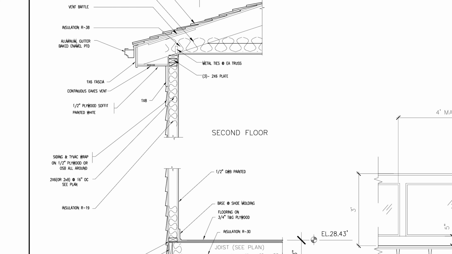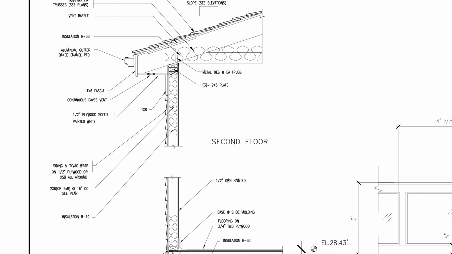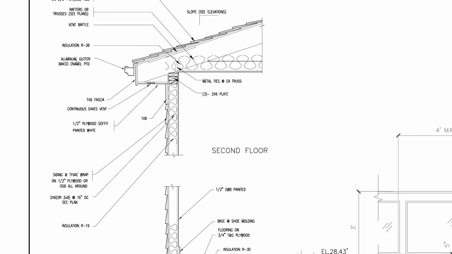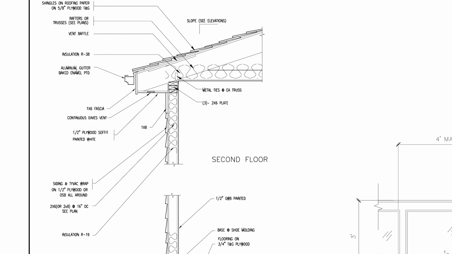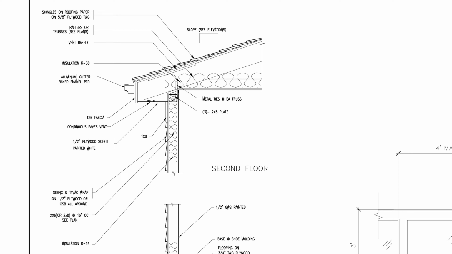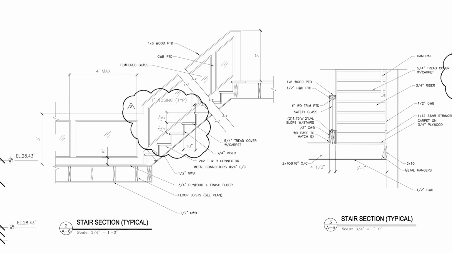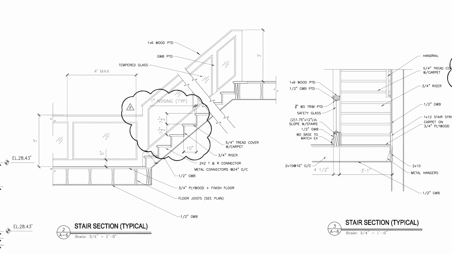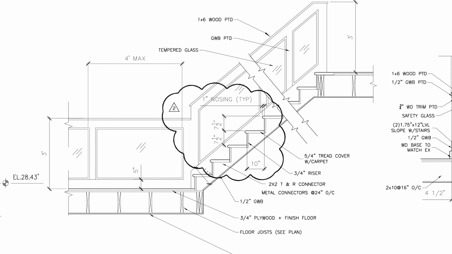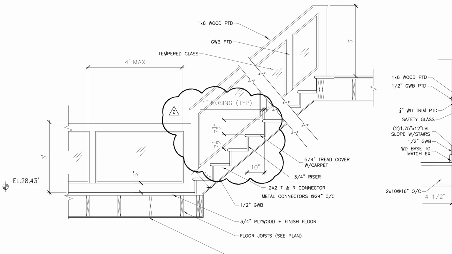Right, soffit mold, vented soffit, aluminum gutters, showing again shingles, the roof construction. Again showing insulation in the roof. And this is some details of the stairway, showing how the stairs are being built, showing what the floor system is. In this particular case, the guardrail was made out of glass.